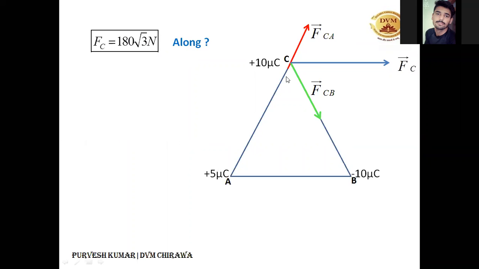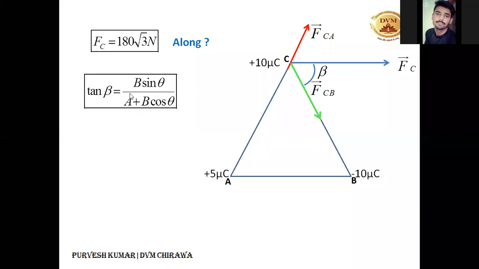So what we'll be doing, we'll be using the formula to find beta, that is tan beta is equal to B sin theta upon A plus B cos theta. Mark the angle. So this is the angle. I'm taking the angle from FCB and marking it as beta. Now I can use this formula from the parallelogram law, that tan beta is equal to B sin theta upon A plus B cos theta.